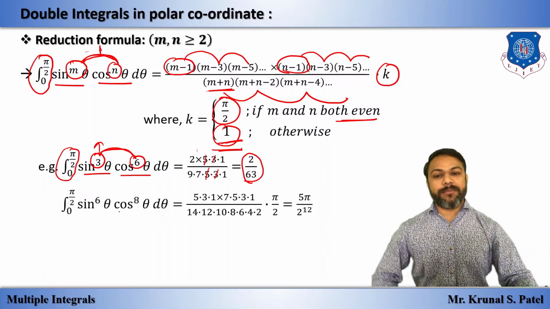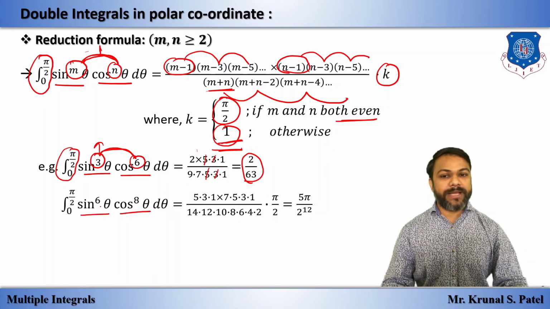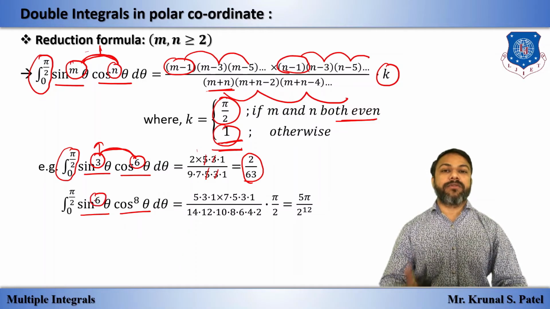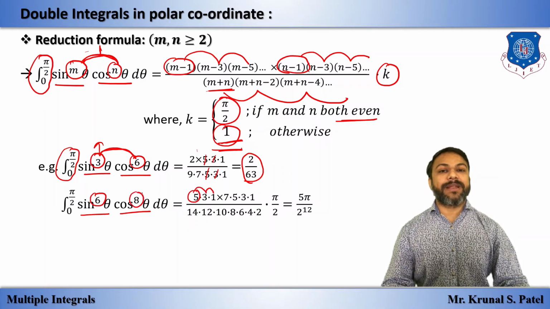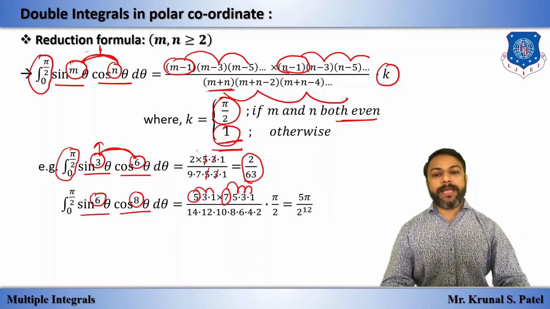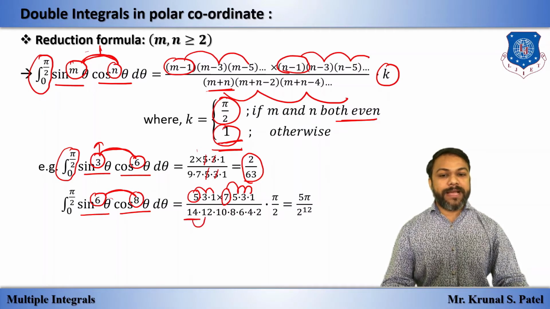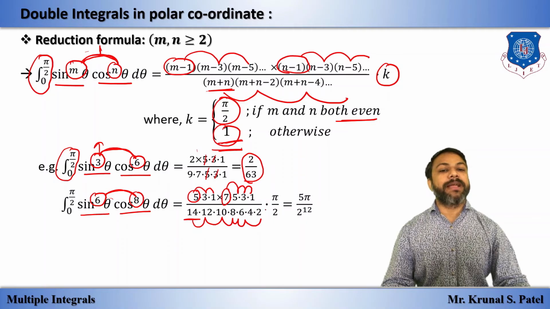Okay. One more example. This integration 0 to pi by 2, sine raised to 6, cos raised to 8. First subtract 1 from the power of sine. So we get 5, then 3, then 1. Similarly, subtract 1 from the power of cos, that means 8: we have 7, then 5, 3, 1. Then the addition of these two is 14, and subtract 2 each time: 12, 10, 8, 6, 4, 2. And here both the powers are even, so multiply with pi by 2.